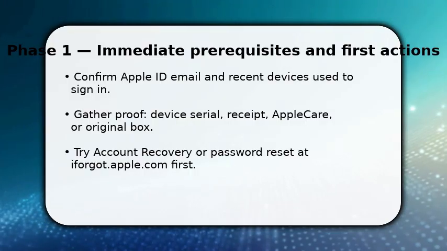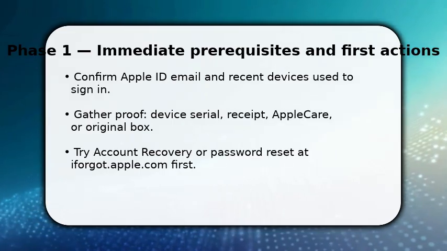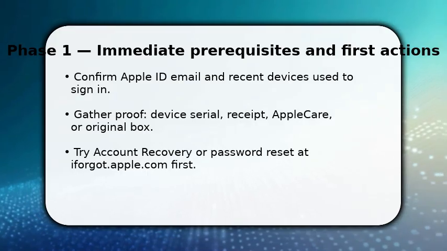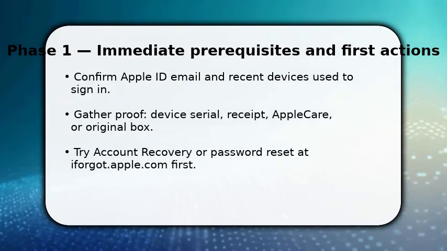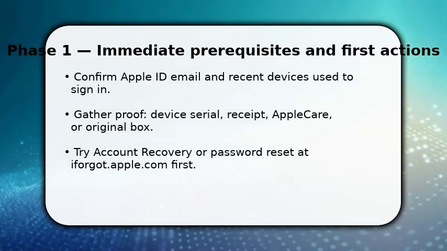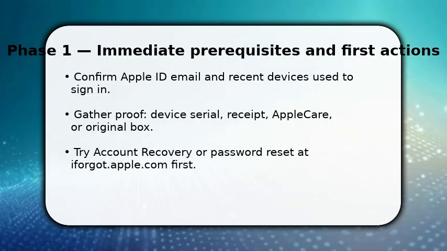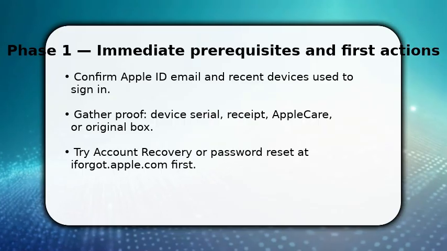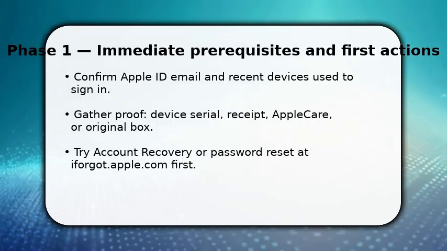You start by gathering what Apple requires, don't guess. Have the Apple ID email, the device serial number, and proof of purchase ready. First, go to iforgot.apple.com and attempt a password reset using your email or trusted phone. If two-factor prompts appear on a device you own, approve them. Once done, sign out of iCloud normally and disable Find My iPhone in Settings.